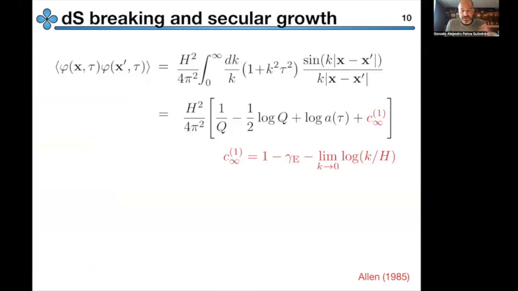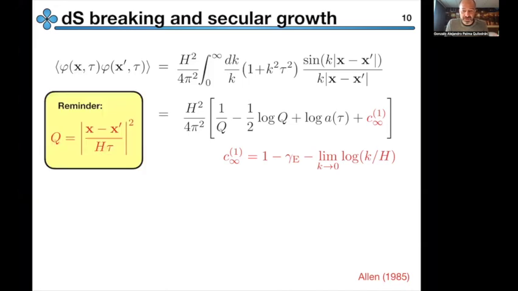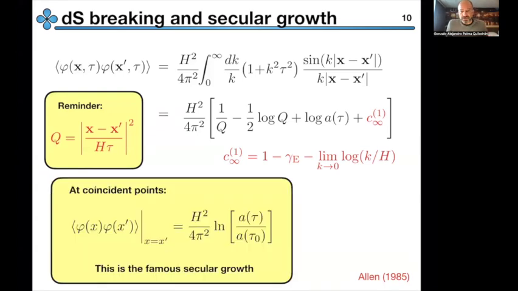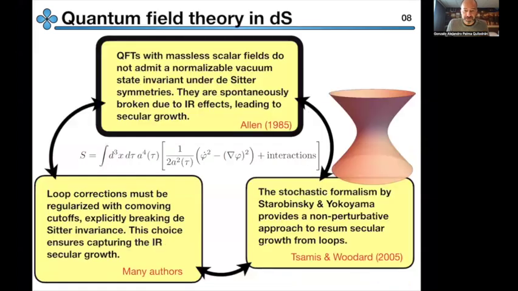And if you just plug it in Mathematica, this is the result that you will find. So you can see the appearance of this de Sitter invariant function Q, which I remind you is given by that expression. But you can also see the appearance of this logarithm of the scale factor a(tau). In addition, you have a constant there, which is divergent, which is given by that specific limit. So in the famous paper by Bruce Allen, this result was interpreted as a spontaneous symmetry breaking of the de Sitter symmetries. So that's it for this first claim.